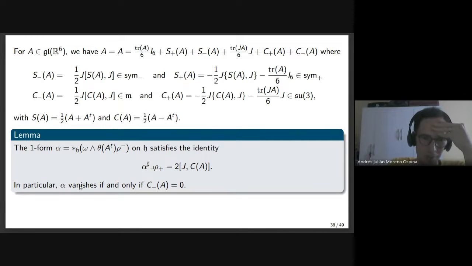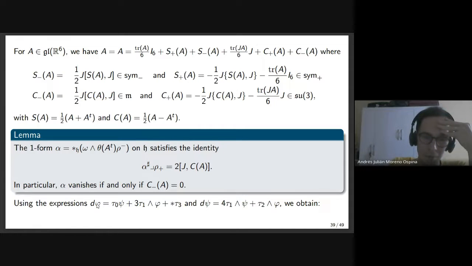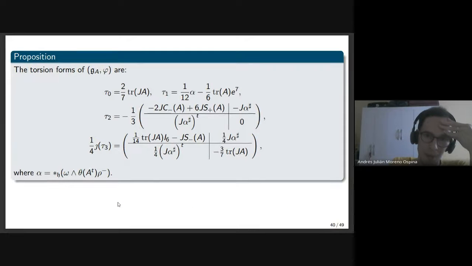Okay, so we have this important characterization for this one form alpha. Using the expression for the exterior derivative of phi and the exterior derivative of psi, we can describe the torsion forms in terms of the bracket. We have this description, in fact, using each of the components of the matrix A in terms of the symmetric part that commutes with J and the skew-symmetric part that anti-commutes with J. We did the same thing for the skew-symmetric part.